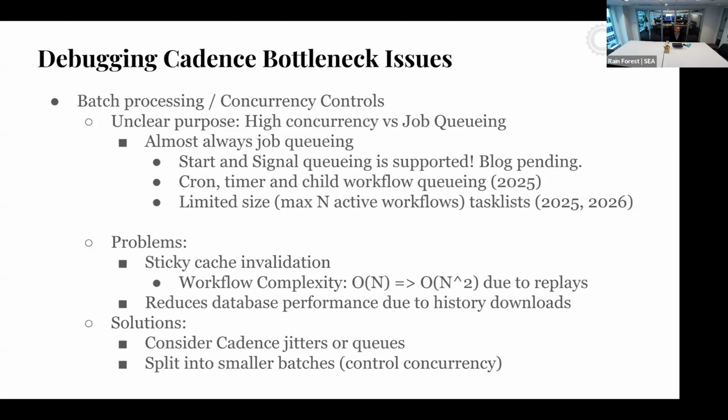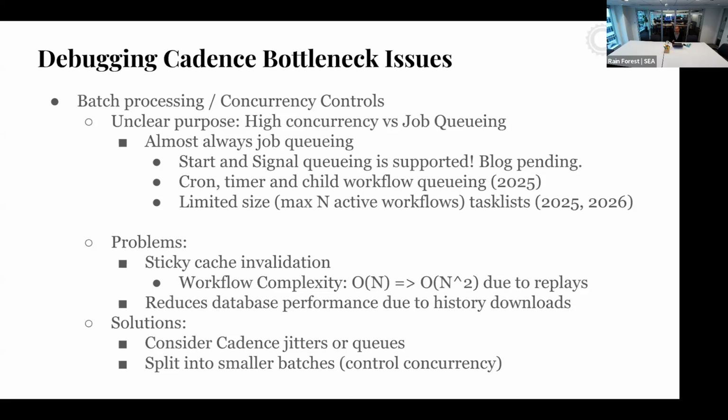And if you have invalidations, you have to do a replay every time. That will cause O(n²) complexity. And then also the large history downloads reduce database performance. This is completely unnecessary if we can utilize the cache and if we can avoid the invalidation.